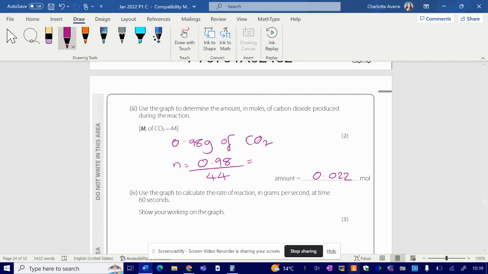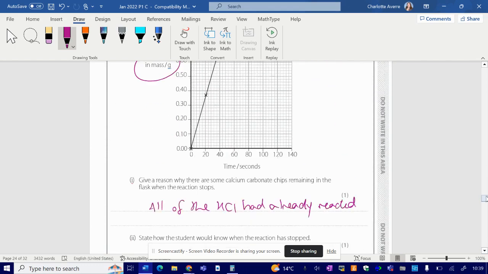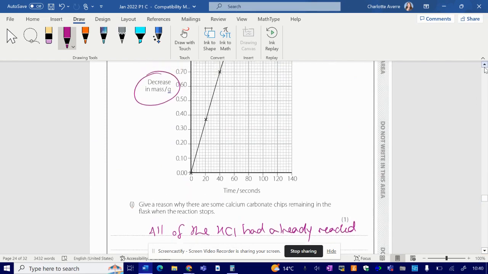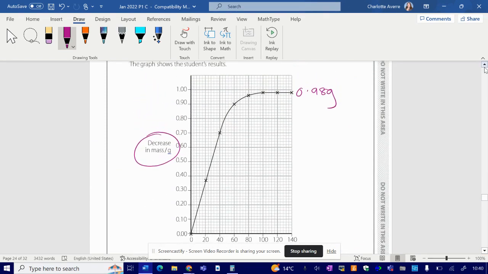Use the graph to calculate the rate of reaction at a time of 60 seconds. So in order to work out the rate at a specific time, you must draw a tangent to the curve at that point. Now this isn't going to be easy for me to do with a straight line, because when I touch the screen it automatically moves it, but I'm going to do my best to do this with a ruler. Obviously yours will be better than mine.